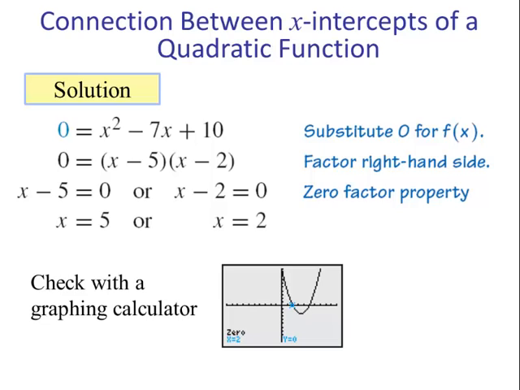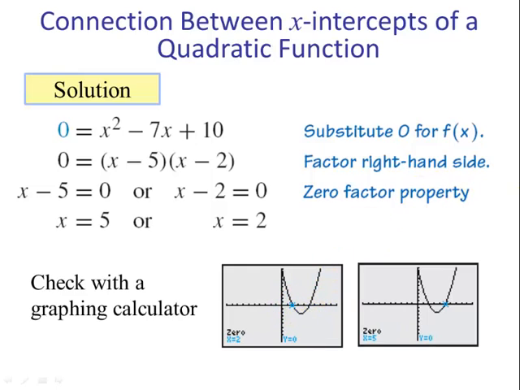We can verify this by using a graphing calculator. We type in the trinomial in y1 and we hit graph. We can use the trace feature or we can use the table feature, and we see that this is what we call a parabola. It has two x-intercepts.